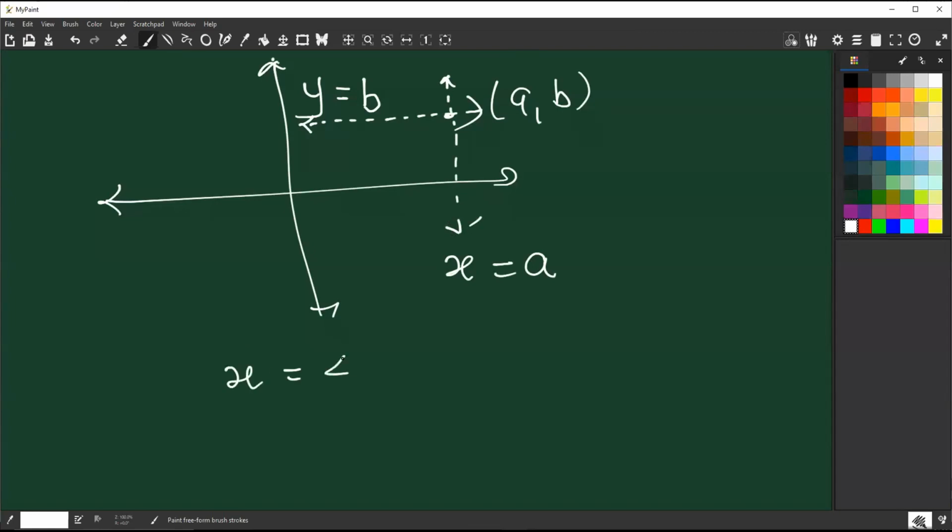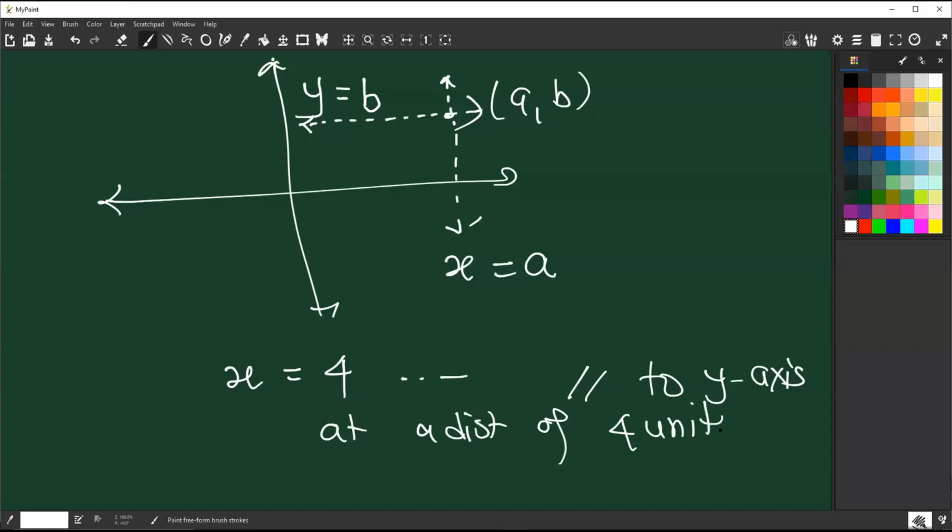You know what x is equal to 4 is? How is the line? Who can describe this? x is equal to constant is a line parallel to the y-axis. It is a vertical line at a distance of 4 units to its right. If it were x is equal to -4, I would have said it's a line parallel to the y-axis at a distance of 4 units, but to its left. I will never say distance as negative, but right or left will tell you whether x is +4 or -4.